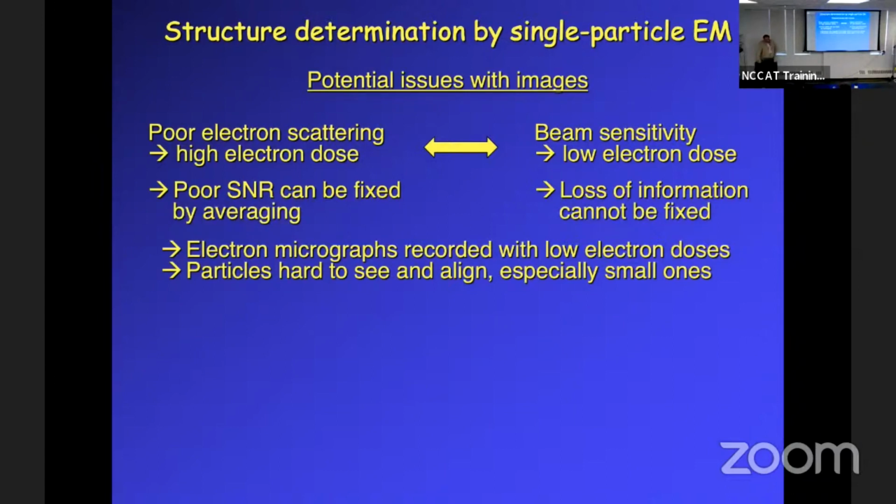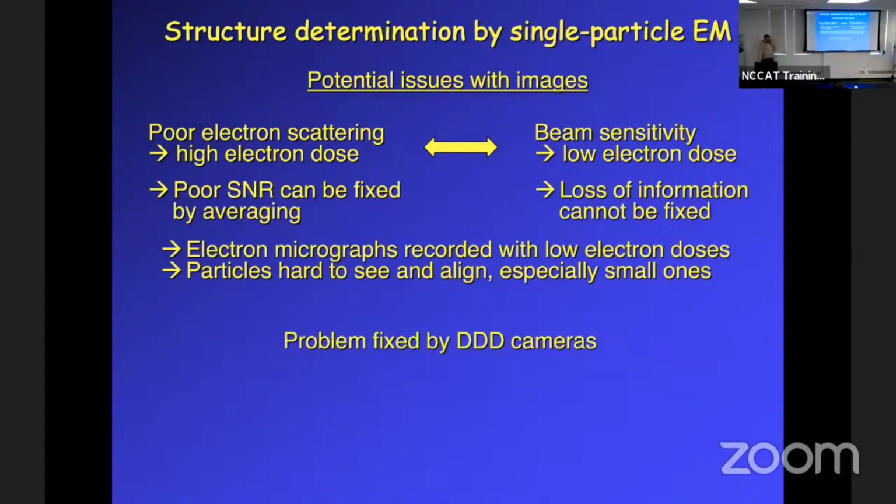And also, because we couldn't use so many electrons, the images had to be very noisy. We had very noisy particles, and those were very difficult to align. And the precision of the alignment decides how high resolution you will be able to get. So that was really the problem at the time. We could not get images with very good signal to noise ratio.